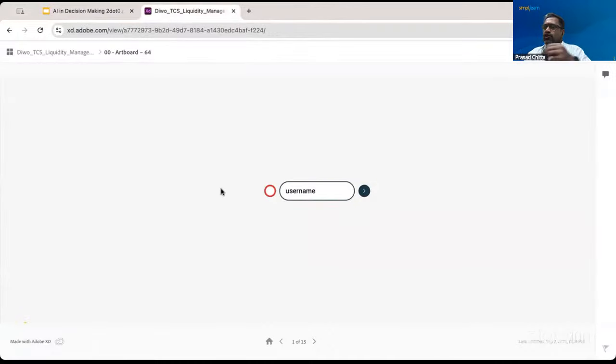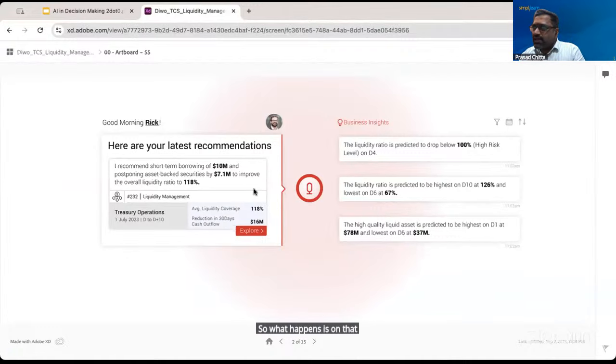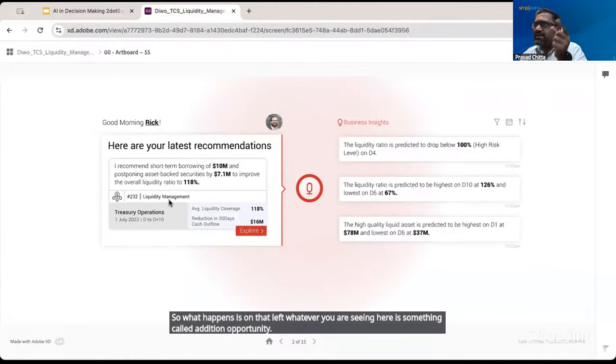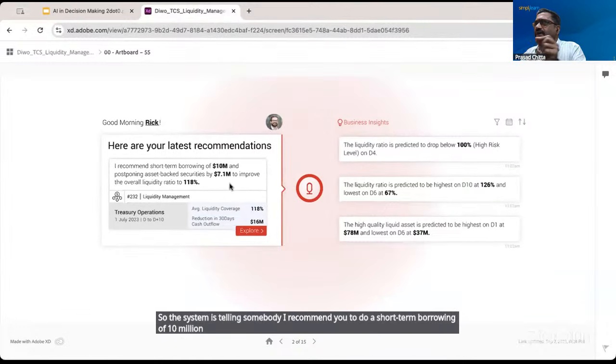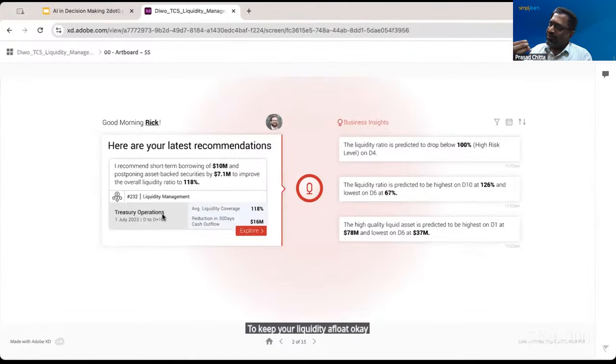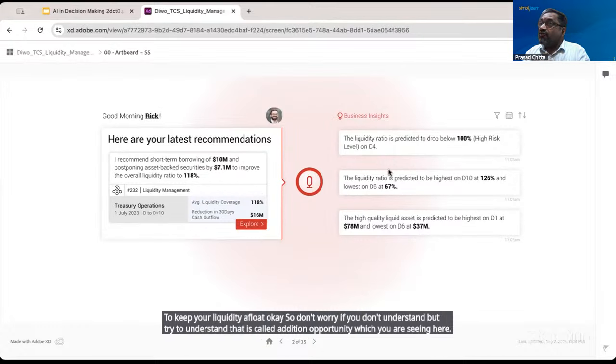Okay. So this is something called a liquidity management decision scenario. What you are seeing on the left is something called a decision opportunity. So the system is telling somebody, I recommend you to do a short-term borrowing of 10 million, to keep your liquidity afloat. Don't worry if you don't understand, but try to understand that this is called a decision opportunity. And why is that?